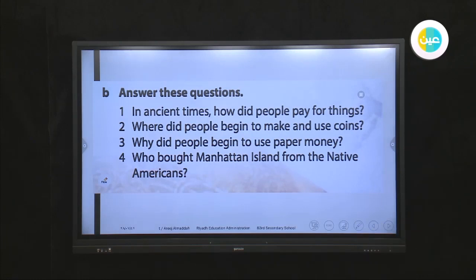Right. Here we have 4 questions concerning this reading. We want to answer them. The first one: in ancient times, how did people pay for things? 2. Where did people begin to make and use coins? 3. Why did people begin to use paper money? 4. Who bought Manhattan Island from the Native Americans?